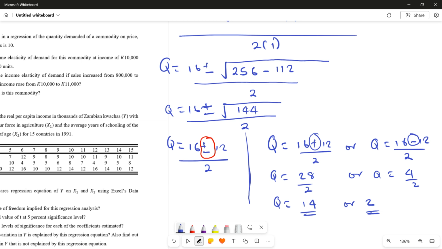So no wonder we've got Q is equal to 16 plus 12 over 2, or Q is equal to 16 minus 12 over 2. So it's because of the plus or minus that we've got these two sides, where one is going to have a plus in between, the other one is going to have a minus in between. It's because of the nature of the formula, plus or minus. Perfect.